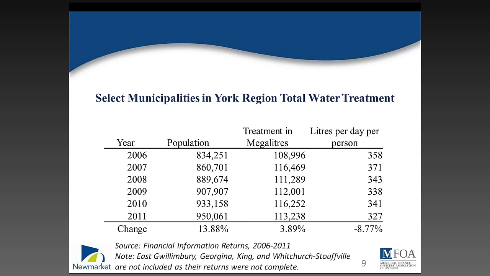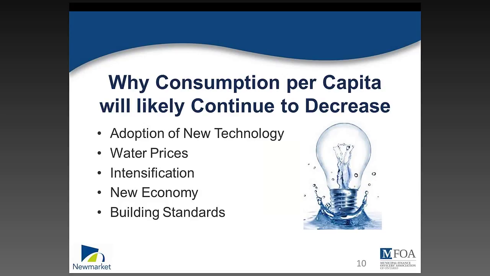Can we expect this trend to continue? I argue yes. The trend of decreasing consumption is long-term, and I highlight 5 reasons for why that is. They are adoption of new technology, water prices, intensification, the new economy, and building standards.